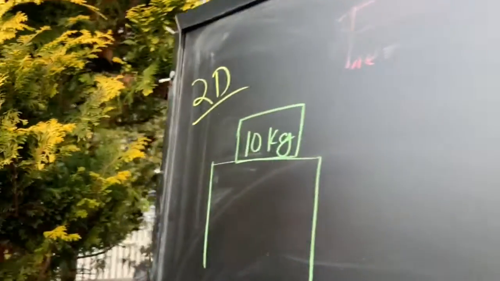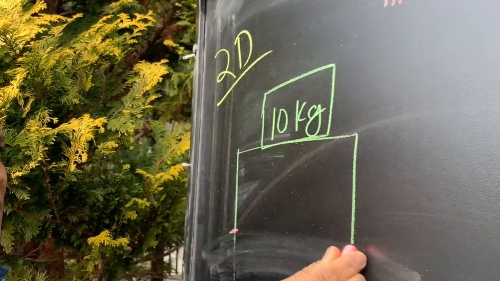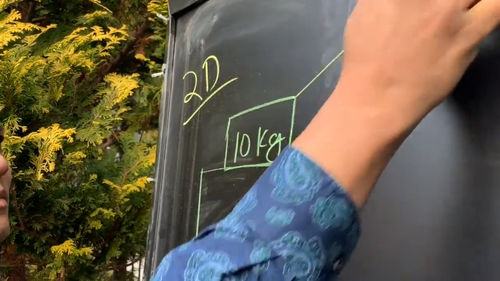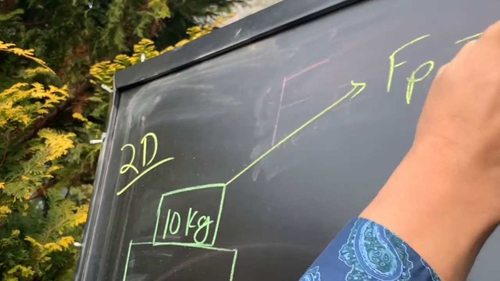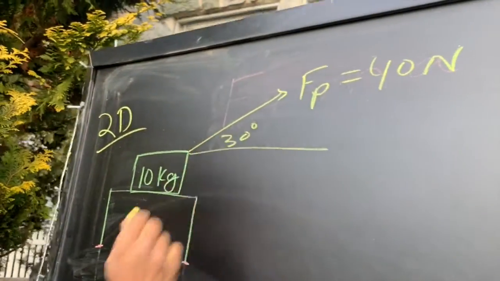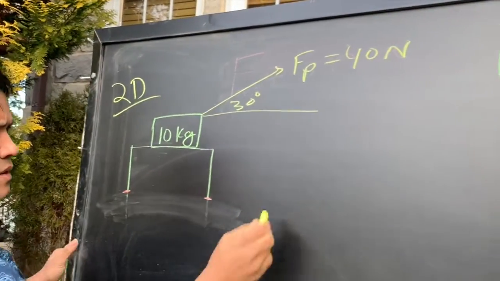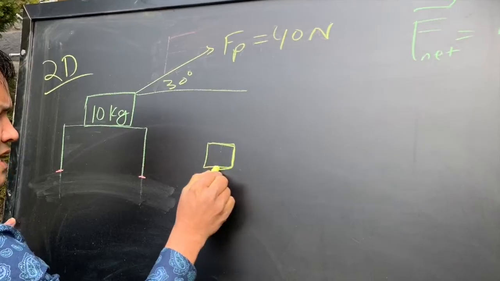Now, this is a 10 kilogram box sitting on a table, and there is someone pulling the box at 40 Newton at a 30-degree angle. Let's first draw the free body diagram. Our goal is to find the acceleration using Newton's second law.